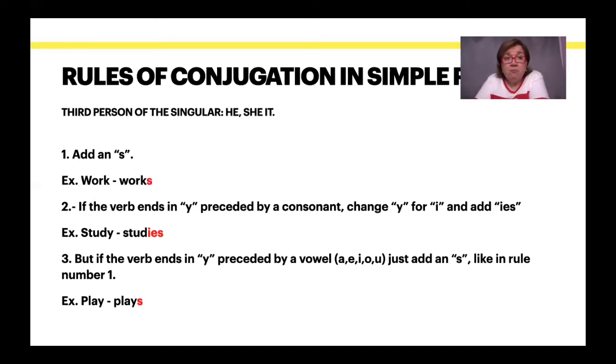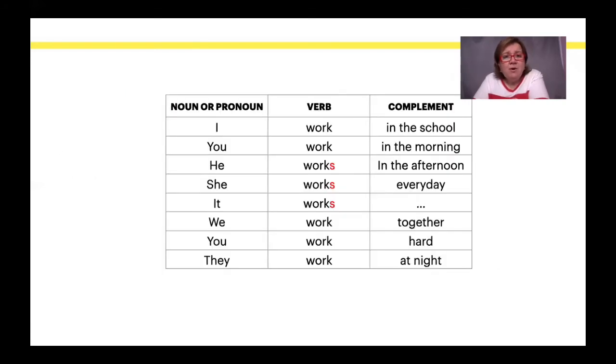For example, number one, you have to add an S to the verb. Example, work and works. Number two, if the verb ends in Y, preceded by a consonant, you have to change Y for I and add ES. For example, study changes to studies. Then we have number three: if the verb ends in Y, preceded by a vowel like A, E, I, O, U, you just need to add an S like in rule number one. Example, play and plays.